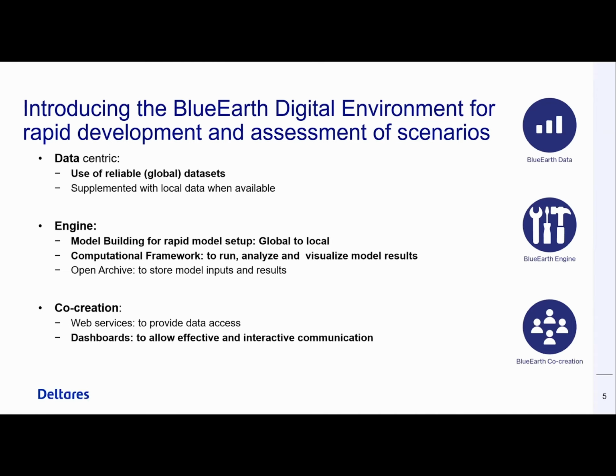developed. The second component is the engine that refers to all kind of models and tools that will help you to set up quickly a model, and that also will help you to organize your model workflow and to visualize model results. And the third component is making the interaction between the planning process and the tooling. So in co-creation, make information available for the policymakers. In the upcoming slides, I will go into more detail about these three components for the Rhine.